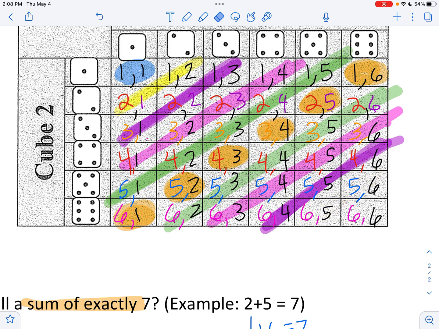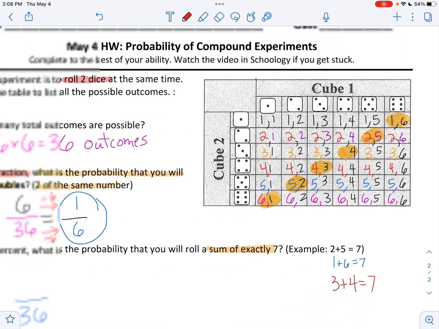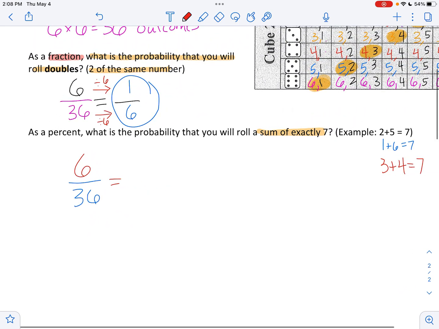Let's go back and look. How many of these outcomes add up to 7? And that was our original orange ones. So now I'm going to count them up. There's 1, 2, 3, 4, 5, 6. Hey, that's the same as what we just had. So this is 6/36. So I'm going to change that to a percent.